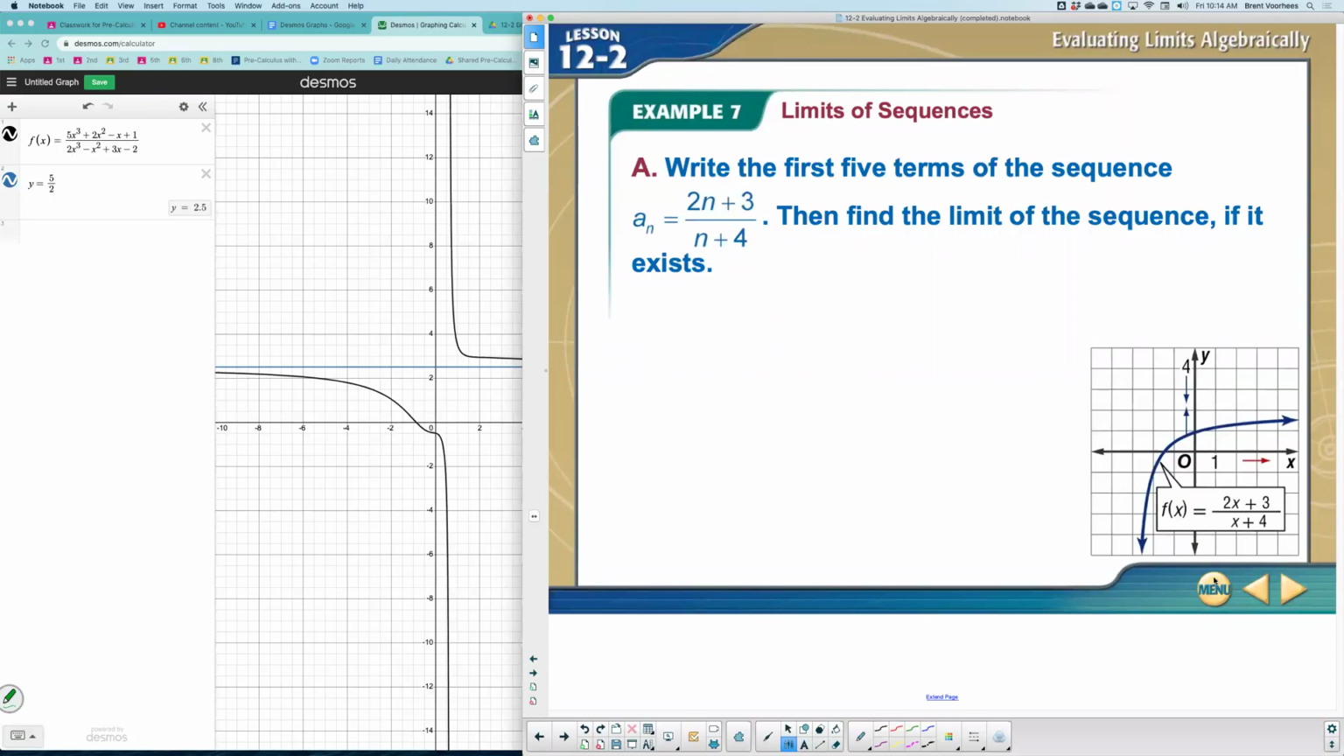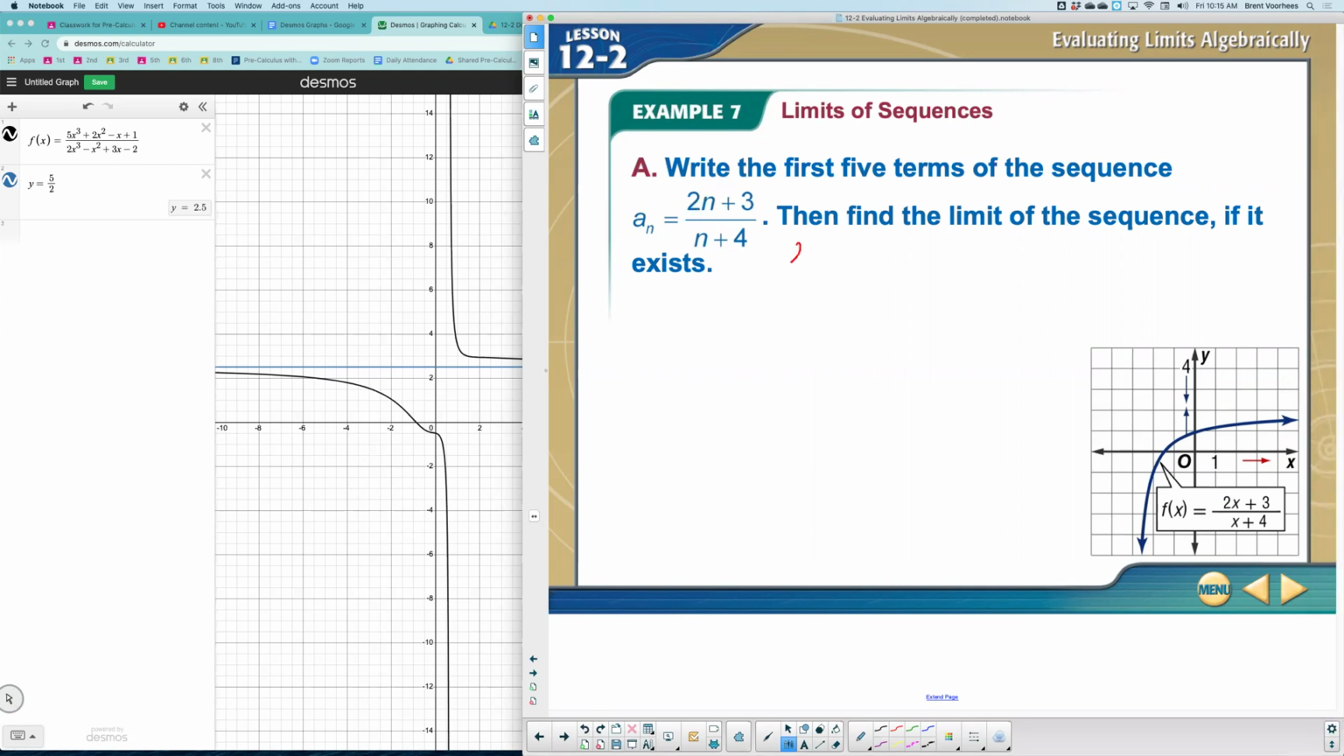All right, example 7, limits of sequences. Let's say on part A, it wants us to find the first 5 terms, remember this from chapter 10, of this sequence, then find the limit of the sequence as it exists. So the limits here are going to work the same way as the rules we just used. So I'm going to kind of go out of order here. I'm going to first find the limit.